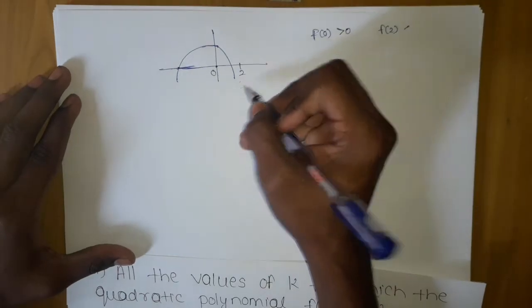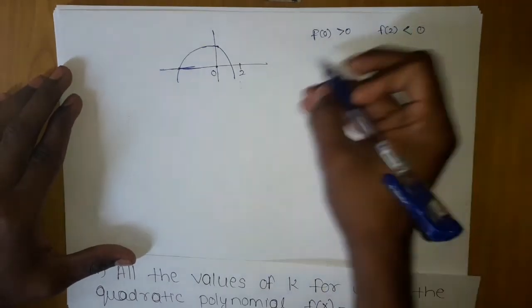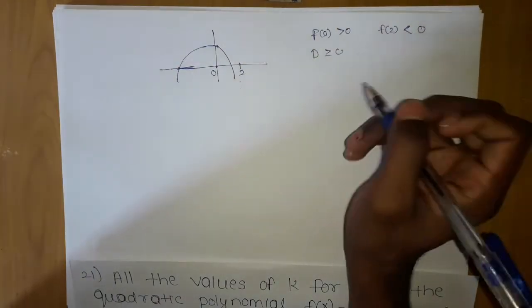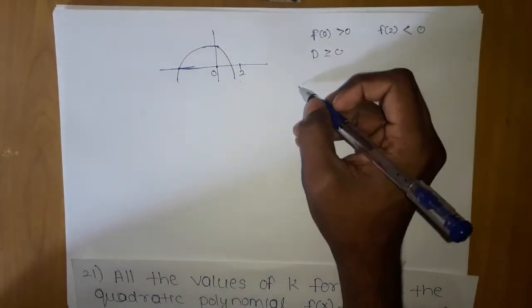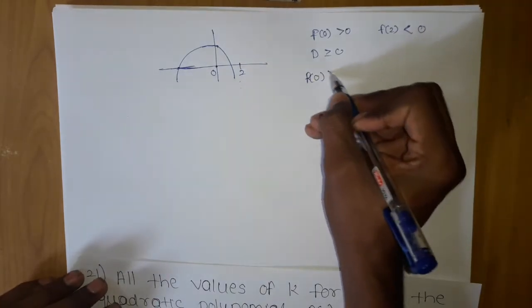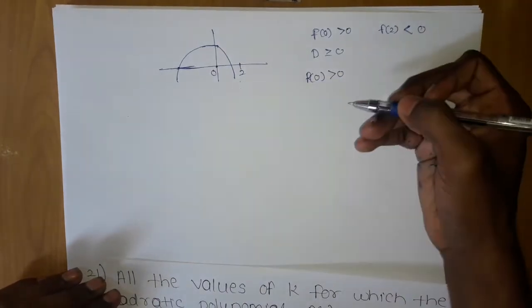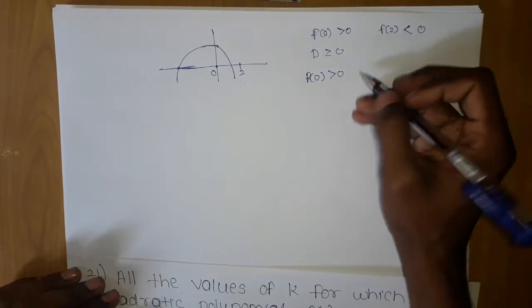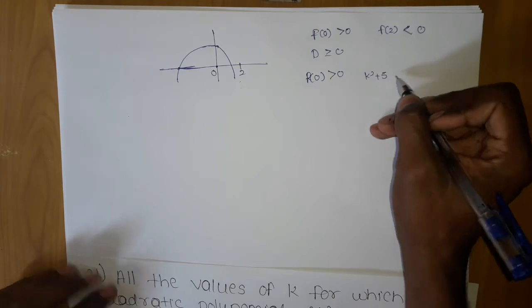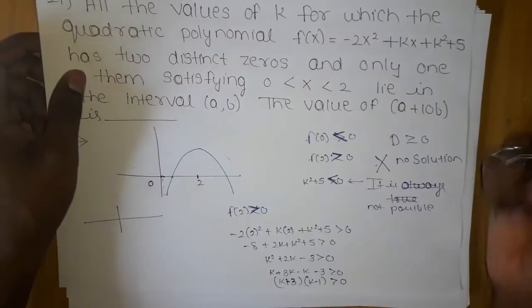If we plot this, it is less than 0. D is greater than or equal to 0. Okay, it has real roots. Now if we do this for the f of 0 condition, f of 0 greater than 0, what are we getting? Like k square plus 5 from the previous thing. Okay, from here we are getting k square plus 5.